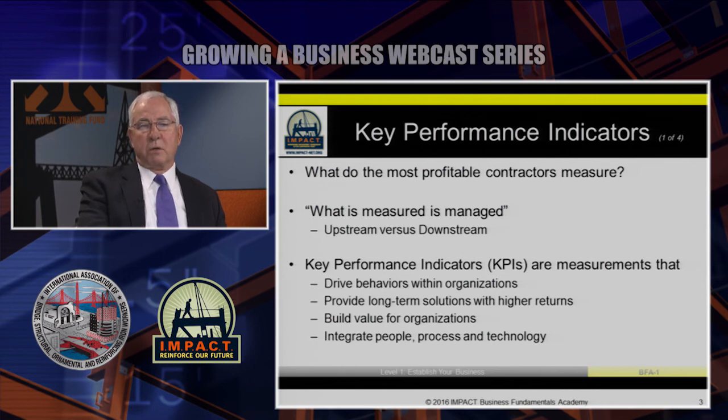So upstream measurements are things that tend to drive behaviors more specifically. If you were thinking about a weight loss program, maybe this is a good example. It's more about the calories that you intake versus the weight on a scale. So the weight on the scale is more of a downstream measurement. That's the result. That's the outcome. The upstream measurement is how many calories you're intaking.